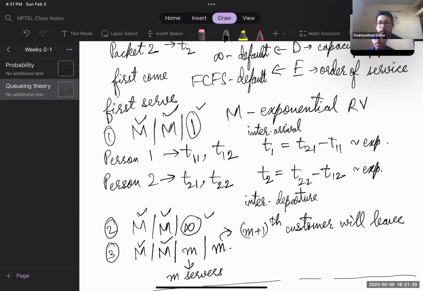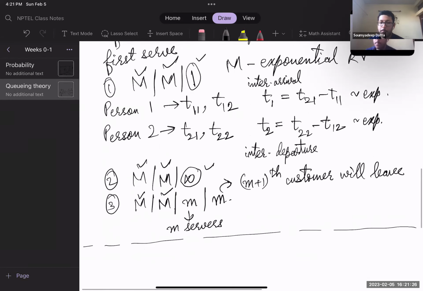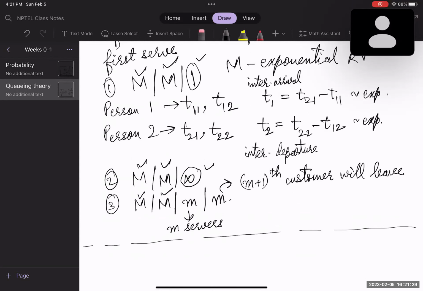Okay. Is this more or less clear? Yeah, I understood this implementation. Okay.